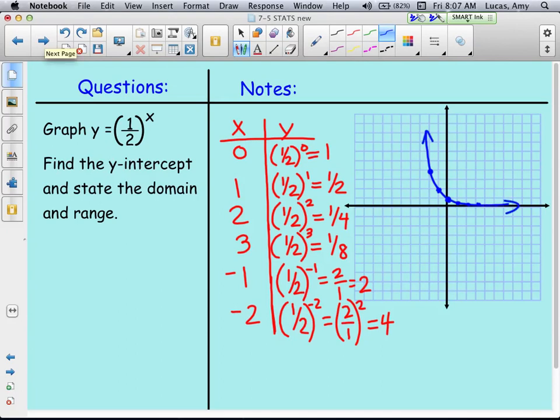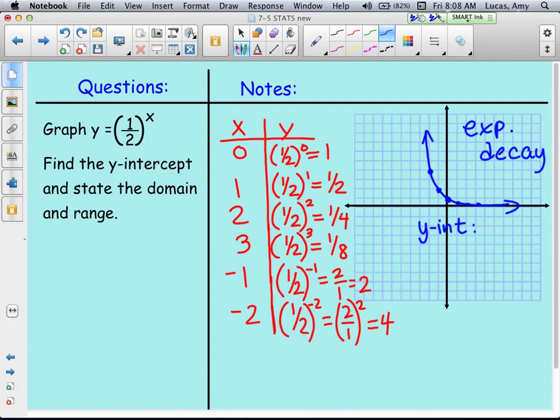Remember, even if my graph looks like it touches the axis, it never does. So this is from left to right going down. So this is exponential decay. Exponential decay.